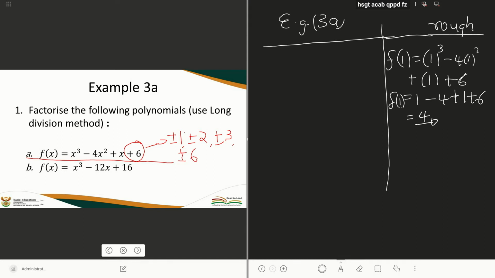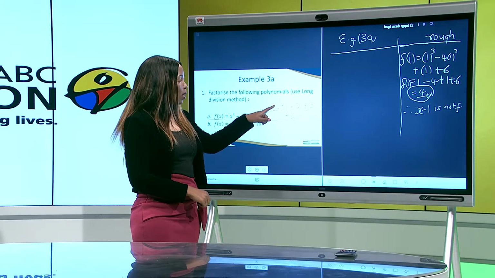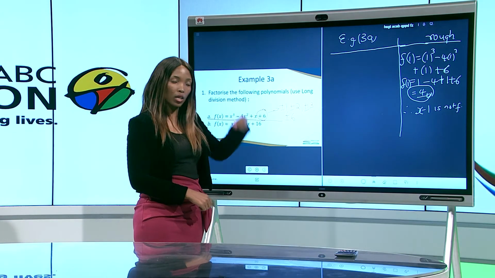What does that imply? This simply means that, look at the sign there, our sign here is positive, so it means our x minus 1 is not a factor of the polynomial. Why? Because our remainder is 4, not 0. So what do we do next? We need to try the next factor. If we failed with 1, now we need to try with negative 1.